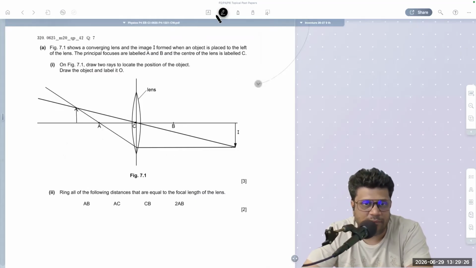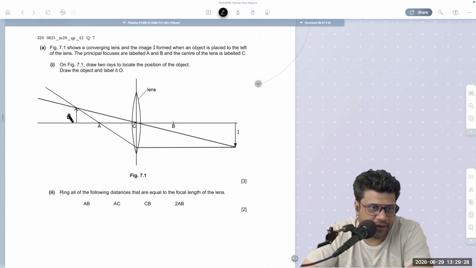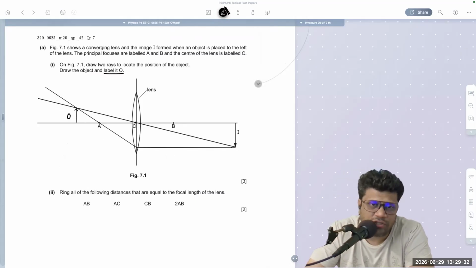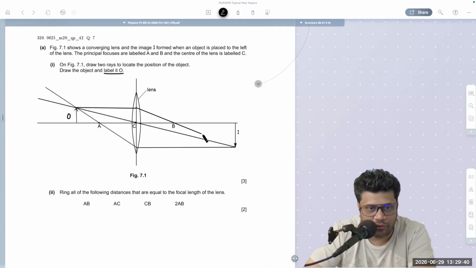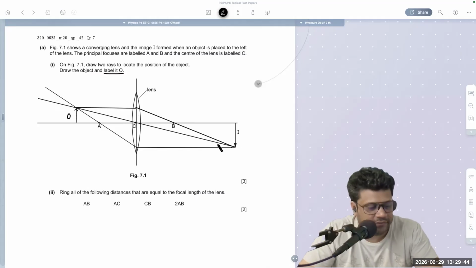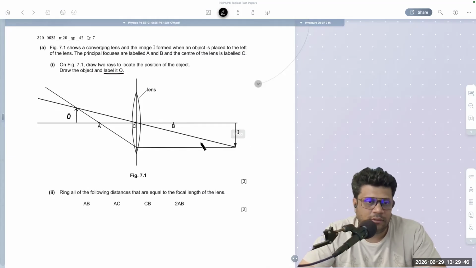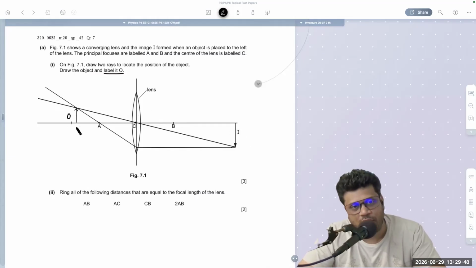Okay, so that was the question. I'm going to label it as O because that's what they want. We can also verify our answer by looking at the third rule. If a ray of light is parallel to the principal axis, it has to go through the focus. And yes, it goes through the focus and meets right at that point. So our method is correct and the location of the object is correct.